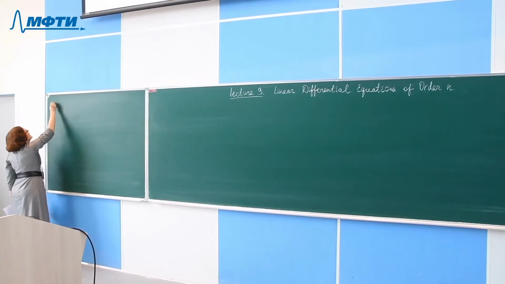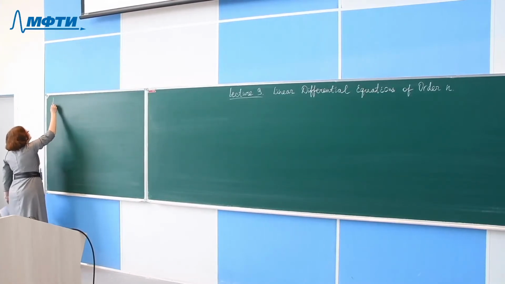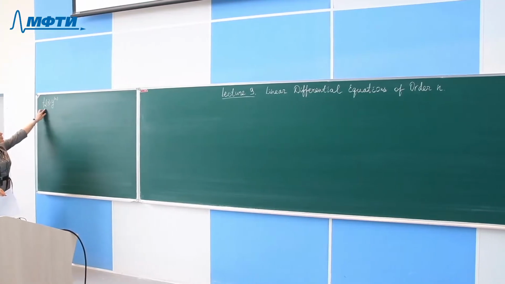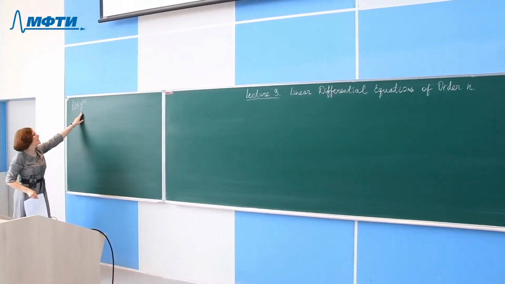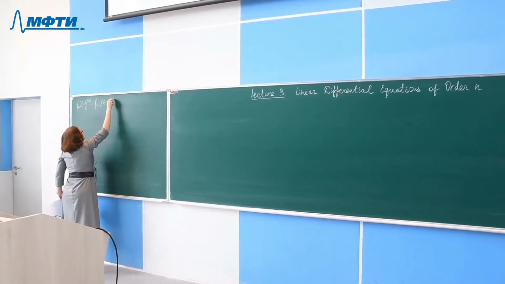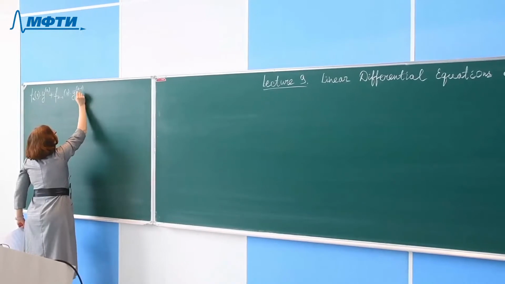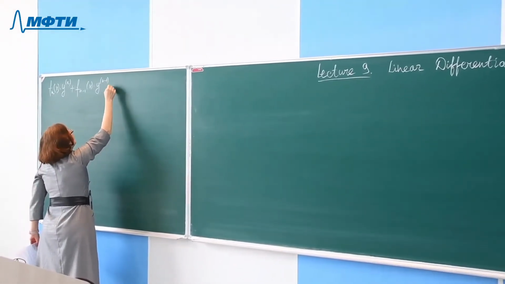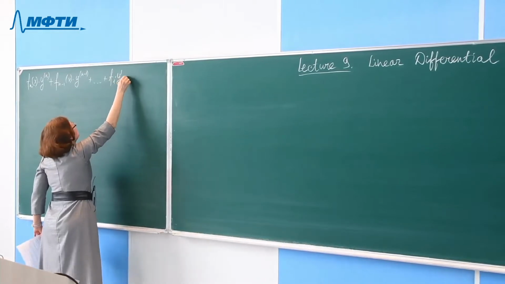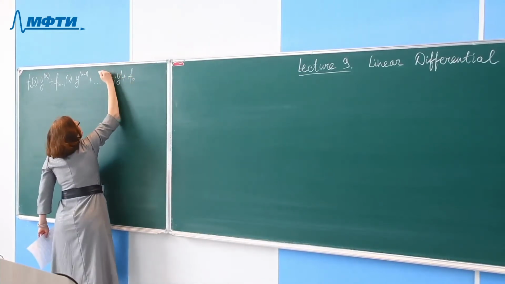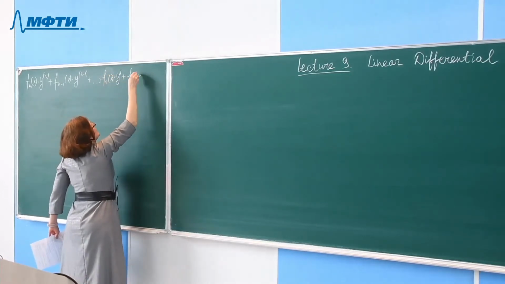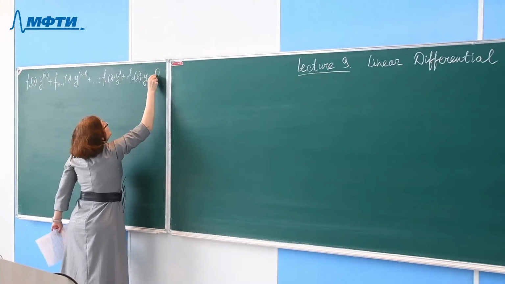We will consider a linear differential equation of the form: the function fn of x is multiplied by the nth derivative of y, plus fn minus 1 of x times the derivative of order n minus 1, plus ... plus f1 times y prime plus f0 of x times y equals q of x.